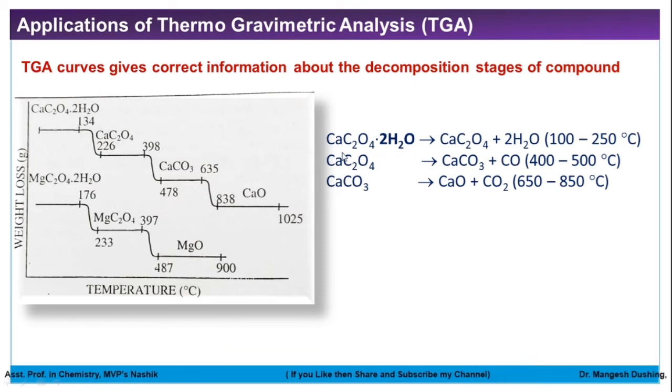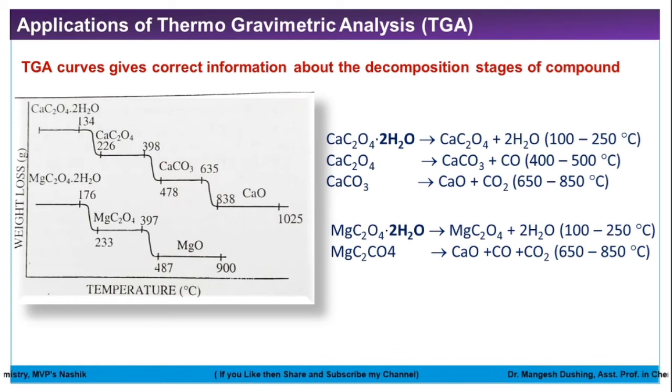First stage: calcium oxalate dihydrate is converted into anhydrous calcium oxalate at 100 to 250 degrees Celsius. Then calcium oxalate decomposes into calcium carbonate and CO at 400 to 500 degrees Celsius. Then calcium carbonate is converted to calcium oxide and CO2 at 650 to 850 degrees Celsius.